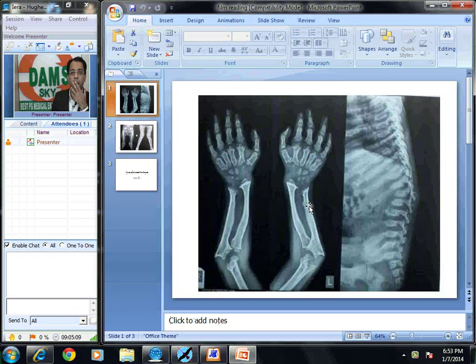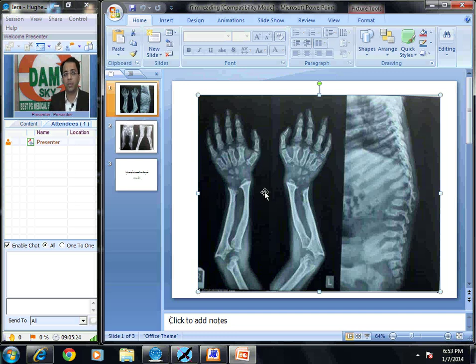Now this is a case where we have an X-ray of a child who had come to us for skeletal survey, and I have two X-rays with me. In the first X-ray, which is the X-ray of the wrist with forearm, if you take a careful look at the forearm, do you see the findings? Now, I want you to look at the metacarpals number 2, 3, 4, 5.